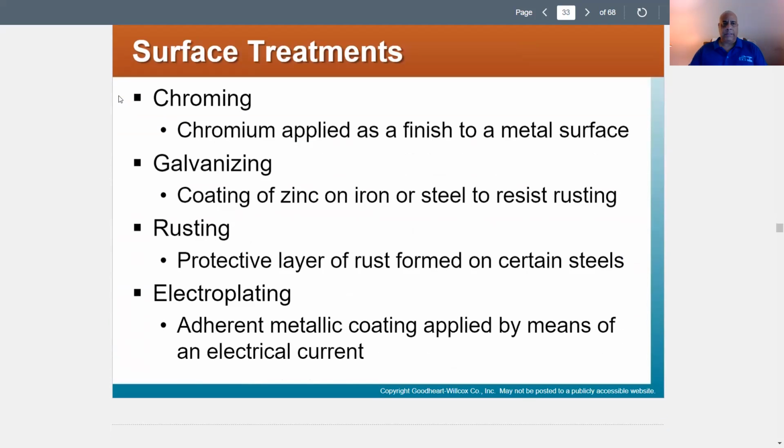Surface treatments, because you want to keep everything from rusting. You have chroming. Chroming applied as a finish to a metal surface. Galvanizing. Now, galvanizing is used on rebar as well, just like epoxy. Now, galvanizing is coating of zinc on iron or steel to resist rusting. And you have rusting. It's a protective layer of rust formed on certain steels. Electroplating, adherent metallic coating applied by means of an electric current.